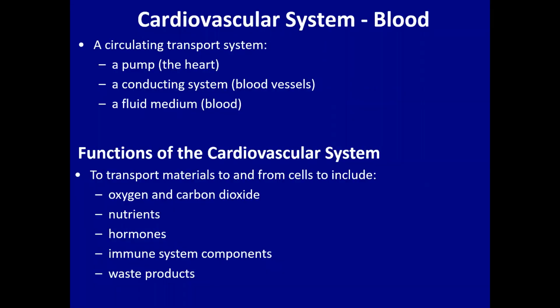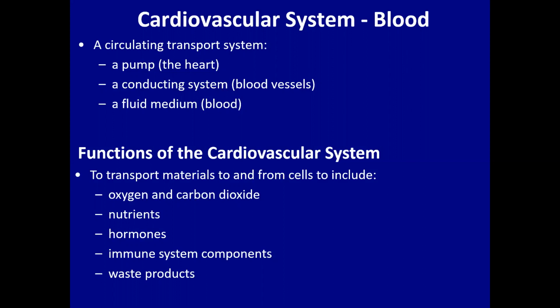This is the first lecture on the second system to be covered in A&P 2. This is all part of the material for lecture exam 1. So we're going to look at the cardiovascular system, and we're going to break it up into blood for this lecture, heart for the second lecture, and vessels for the third lecture.